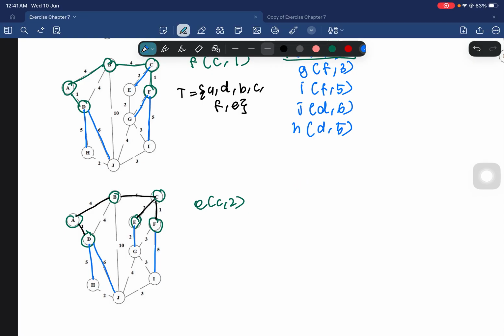So we list down G, E 2, I, F 5, G, D 6, H, D 5. Which one is the shortest? So the shortest is G.